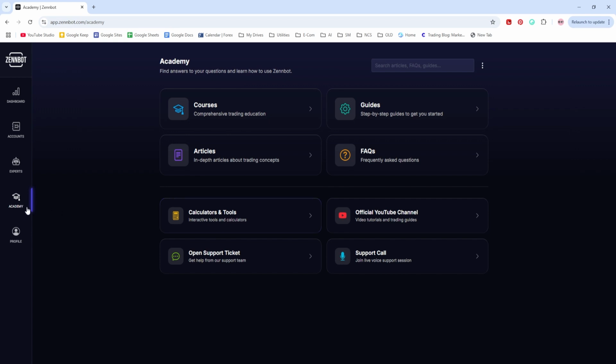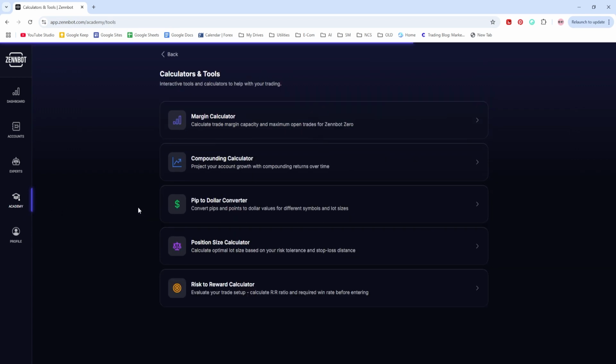If we go to the Academy tab, you can click it right here. You can see 5 types of calculators. So, risk to reward ratio. Basically you don't really need that, you can see that on TradingView. You can also calculate your position size. You can also convert pips and points to dollar values for different symbols and lot sizes. You can also project your account growth with compounding returns over time. But right now in this video what I want to discuss is the margin calculator right here.